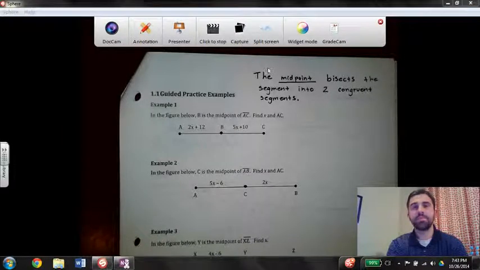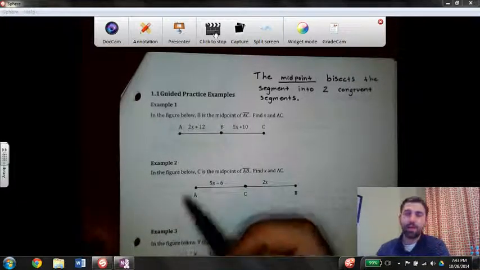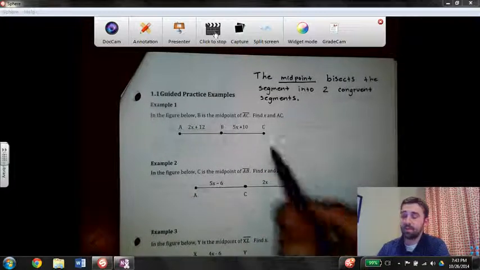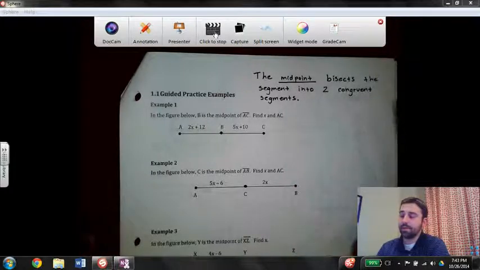In this video, we're going to be talking about congruent segments of a line or line segment. These first couple examples have to deal with the midpoint of a segment. The definition of a midpoint is that the midpoint bisects the segment into two congruent segments.